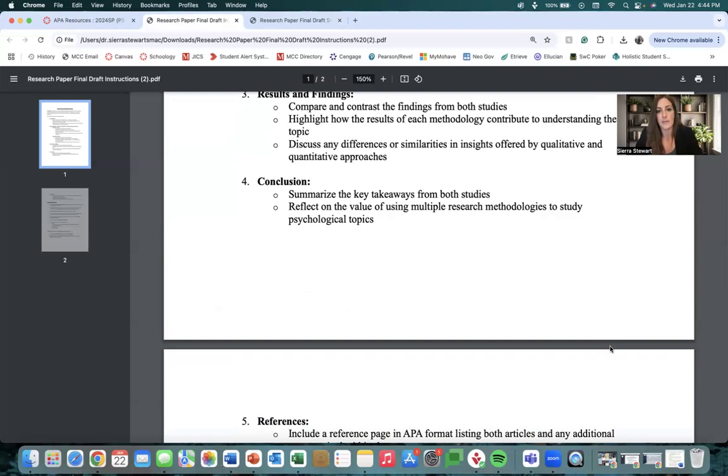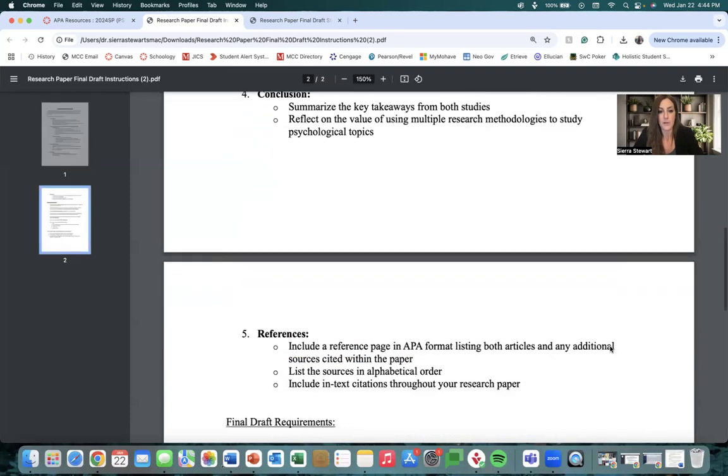And you're going to reflect on the value of using multiple research methodologies to study different topics. So really, why is it an advantage to use both or different types of methodologies to do research? All right. And then the last part is you're going to include your references. So of course, you're going to have references for both of the studies that you're talking about. So you should have at least two. You're going to put those on a separate reference page, and you're going to list those in alphabetical order.